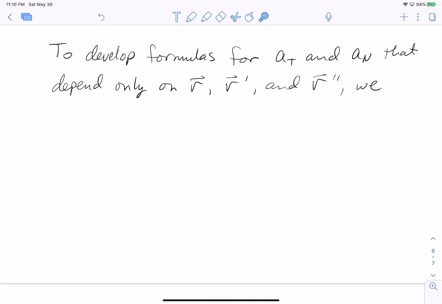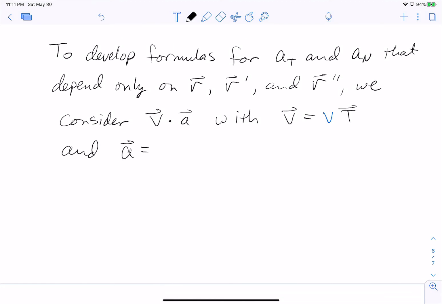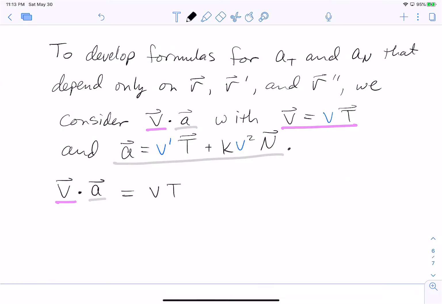In order to develop formulas for a sub T and a sub N that depend only on r prime and r double prime, we consider the dot product v dot a, with the vector v equaling v T, where the non-vector v is as before, and a is what we just came up with, v prime T plus k v squared N, where v is the magnitude of the vector v. v dot a is equal to v T dot (v prime T plus k v squared N), because those represent our v and a.